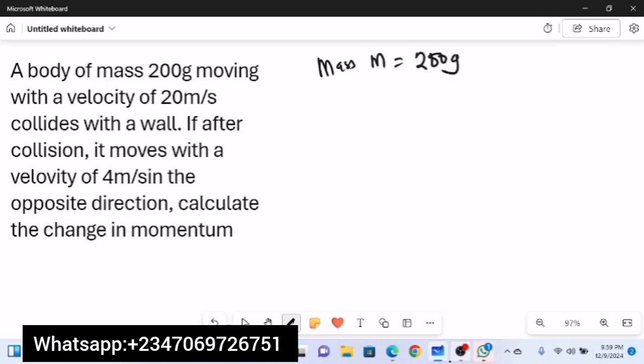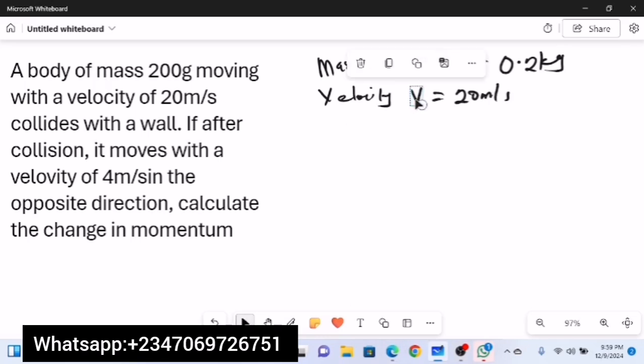So learn to convert your mass to kilograms. Dividing 200 by 1000, that gives us 0.2 kilograms. Okay, moving with a velocity of 20 meters per second. So velocity v is 20 meters per second. This velocity is the initial velocity, so let's call it u instead of v. So initial velocity u is 20 meters per second.